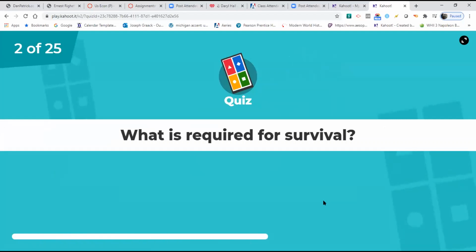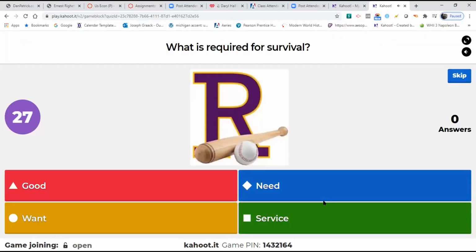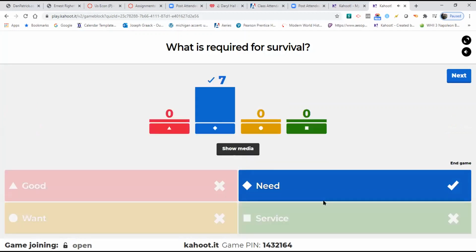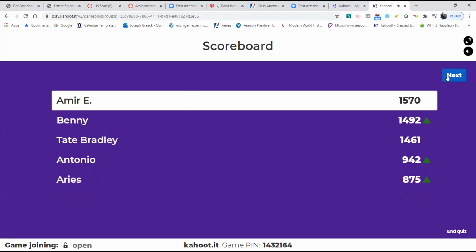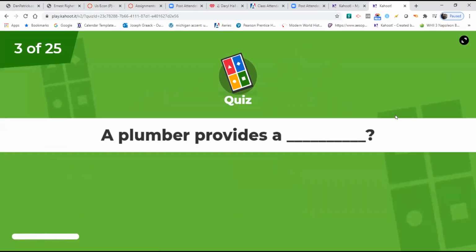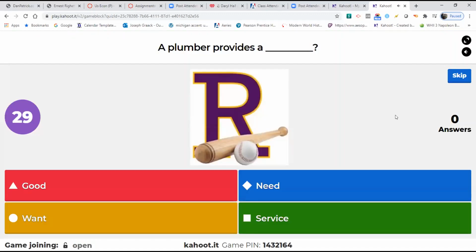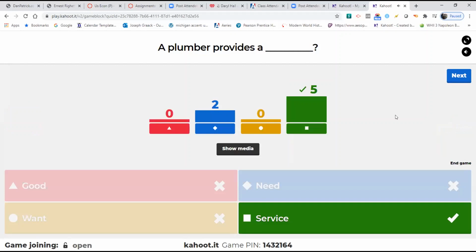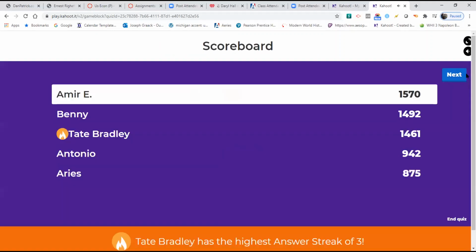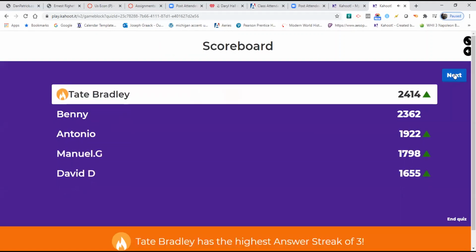All right, question two. What is required for survival? A need, perfect. A need is a necessity. Absolutely have to have it. Ooh, look at that. All right, a plumber provides what? Good. Plumber provides a service. That, Tate, with three in a row.